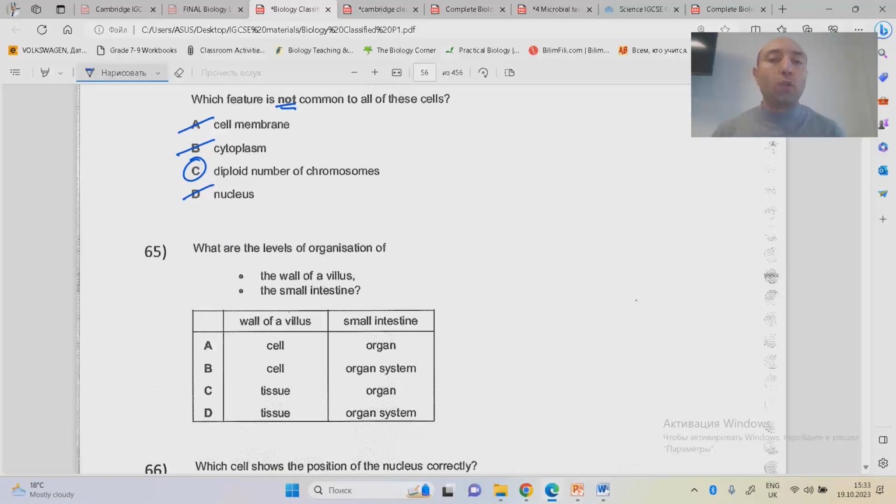What are the levels of organization of the wall of a villus and the small intestine? Actually, small intestine alone is an organ. But the wall of a villus, of course, can't be a cell because how can one cell make a wall? So the answer, of course, is a tissue. C.